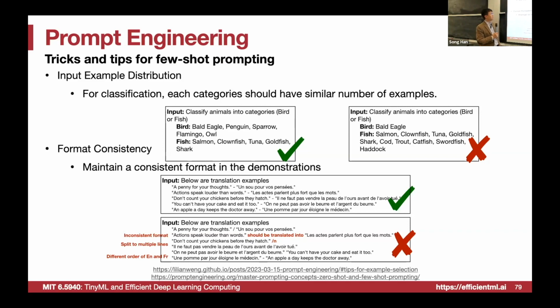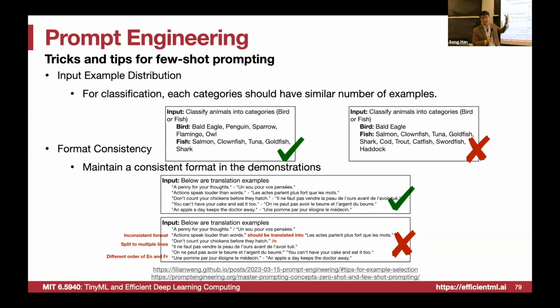And what are some of the tricks and tips for few-shot learning? So the first one, for classification, each category should have a similar number of examples. Try to make it similar. Like classifying animals into categories, bird or fish. We can give 5 examples for bird, and we give an equal number of examples for fish, rather than only giving 2 examples for bird or 10 or 20 examples for fish. We want to have equal categories.